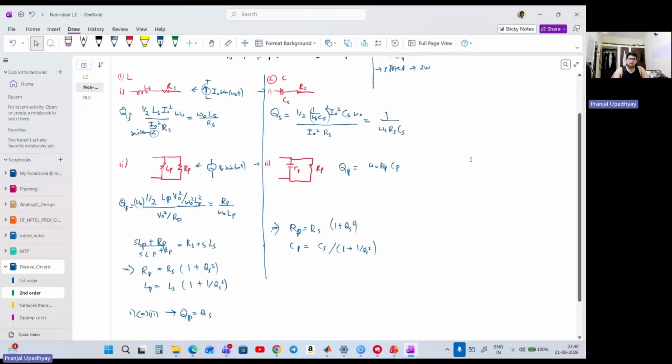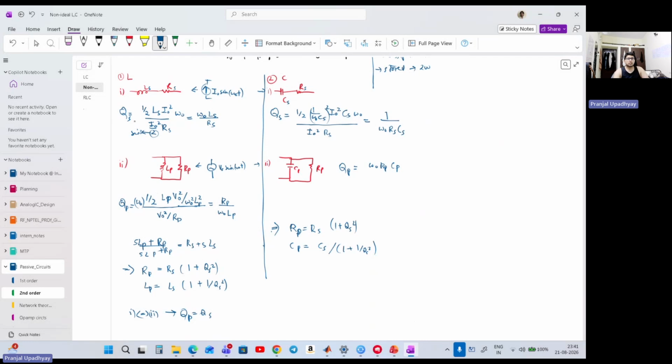Now, coming to non-ideal inductors and capacitors, we can understand that any non-ideal inductor or capacitor will obviously have losses, right? And those losses have to be modeled by a resistor. You can model that loss by a series resistor or a parallel resistor. That's exactly what we have tried to discuss over here. First of all, we have defined the Q factor for a series RL circuit, and we have defined the Q factor for a series RC circuit.